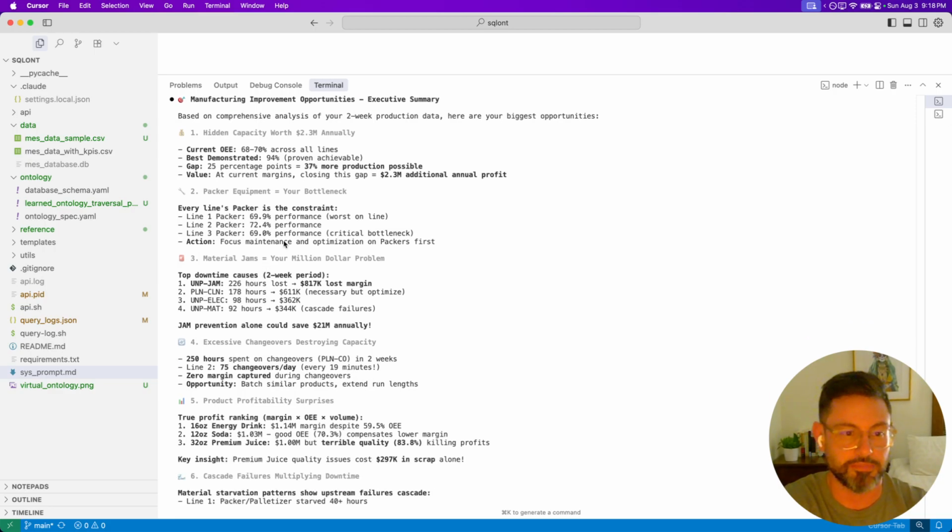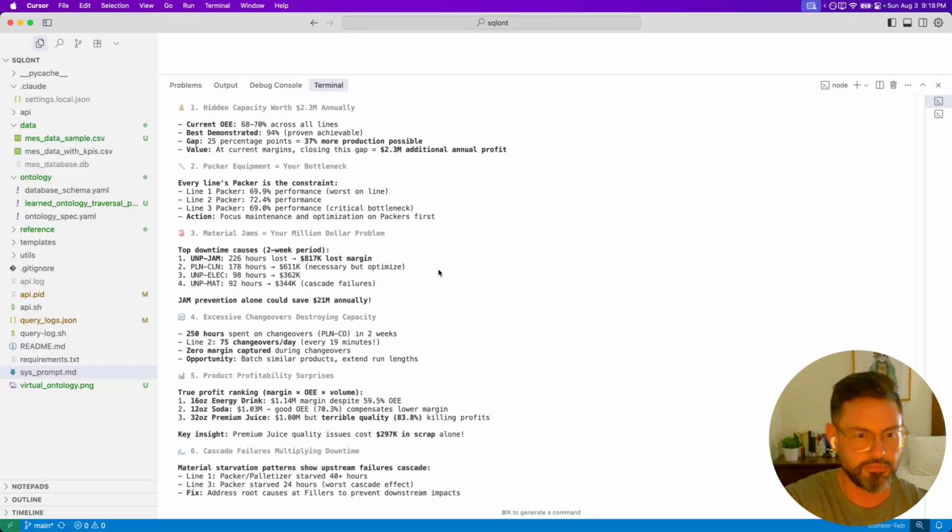This is interesting. It's telling me the packer is a constraint on each of the lines, and if it's just the worst, or if it's a bottleneck, meaning it's stopping what could be a productive downstream piece of equipment. Material jams, causing a lot of lost margin. It's amazing that it's getting us all the way there very quickly.